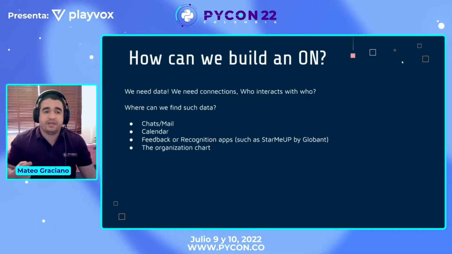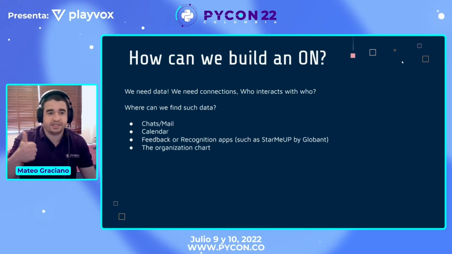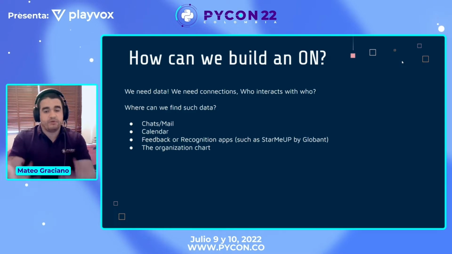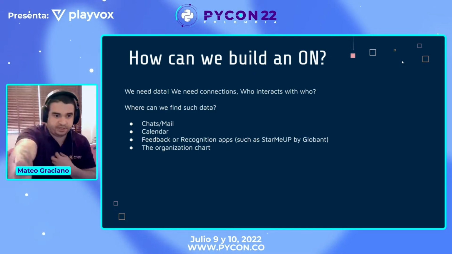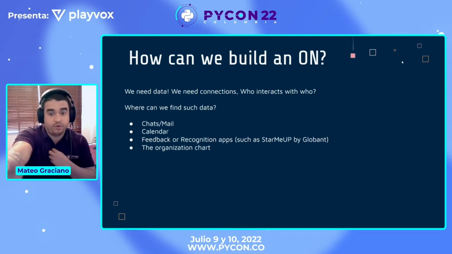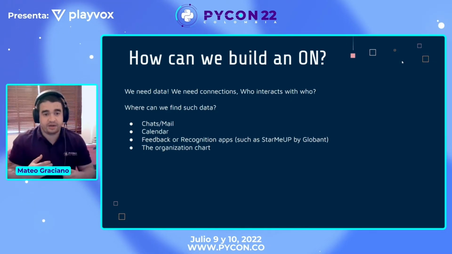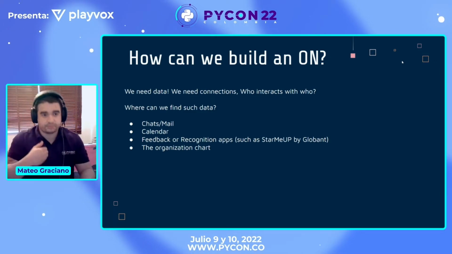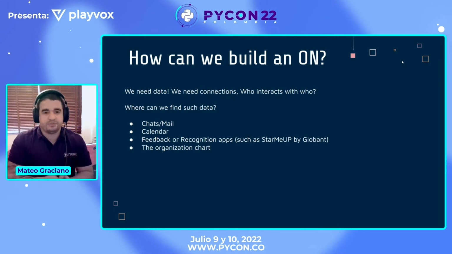One important thing about that is that the first example, chats and emails, are not commutative. That means that when I send a mail, there is a connection where information flows from me to the person who receives the mail or the chat. In a calendar, it is commutative. That means that if I am in a meeting with Camila, Camila was also in a meeting with Mateo. So that's pretty important, especially for something I'm going to tell you a little bit later.